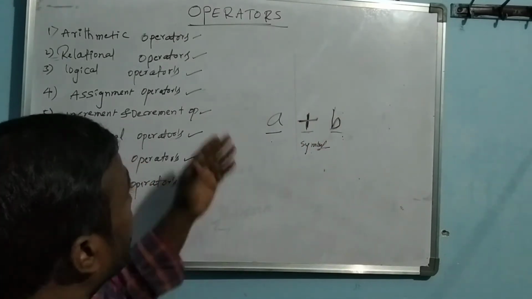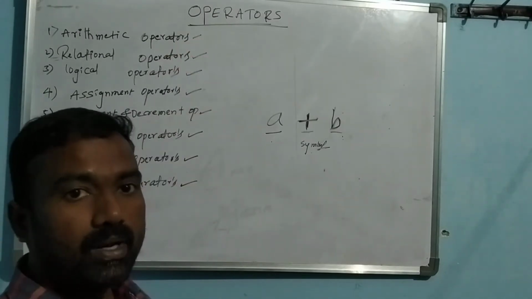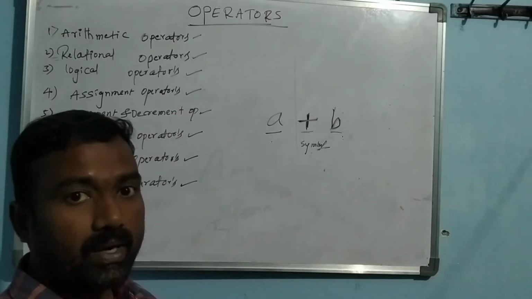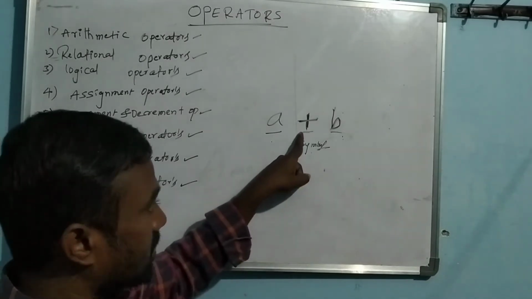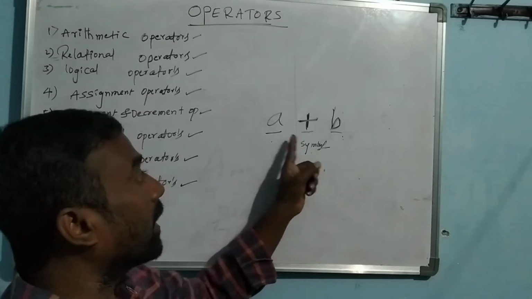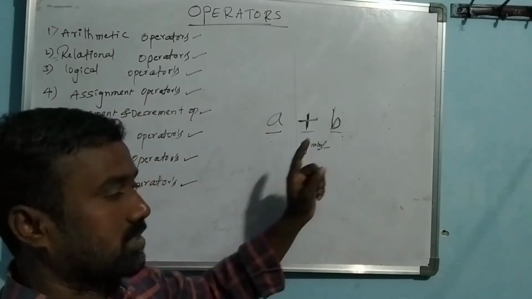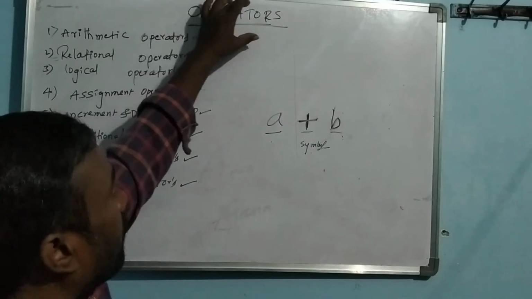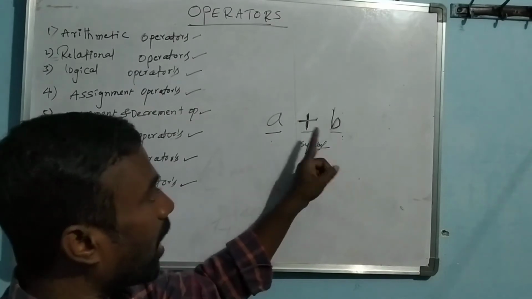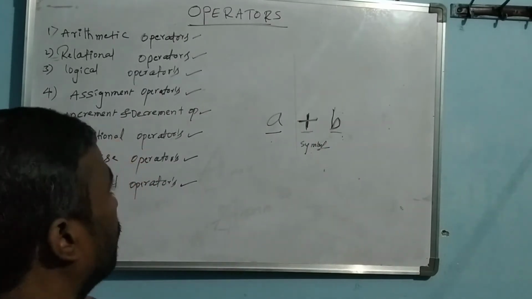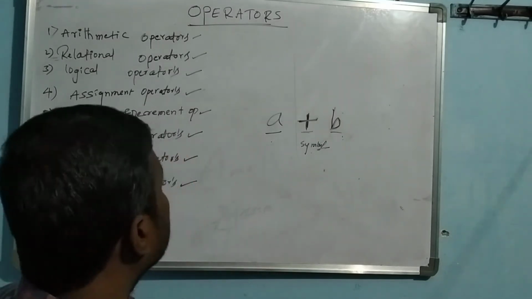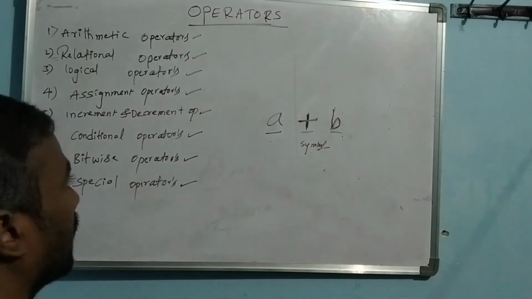So the definition of an operator is: an operator is a symbol which is used to operate two operands. This is the definition of the operator. Now we can discuss each and every type of operator briefly.